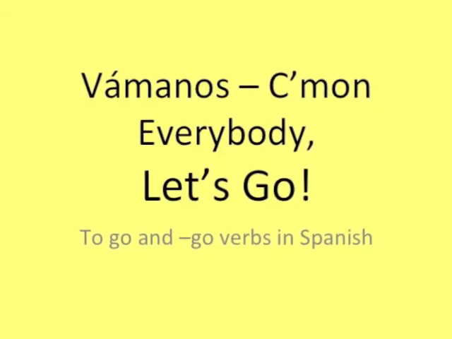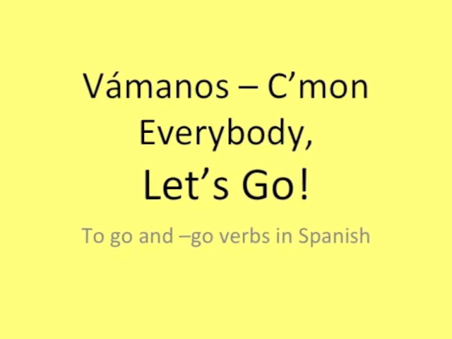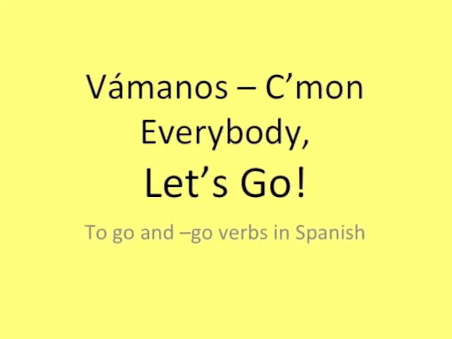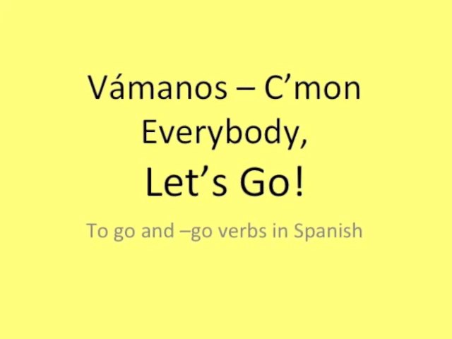And that's going to do it for today's verb lesson. Just to recap, remember we looked at the verb ir, which means to go in Spanish, and we also looked at irregular verbs salir, hacer, poner, tener, and venir, which end with go in the yo form. With that, I think you're good to go.